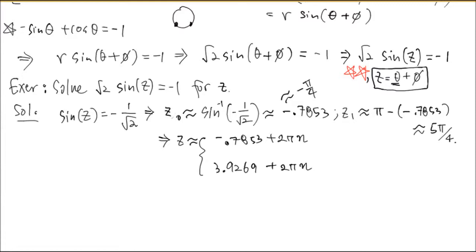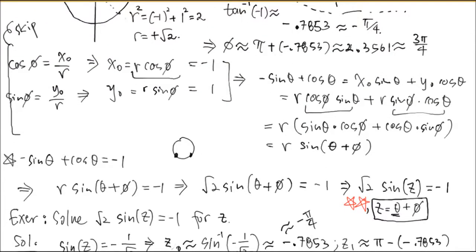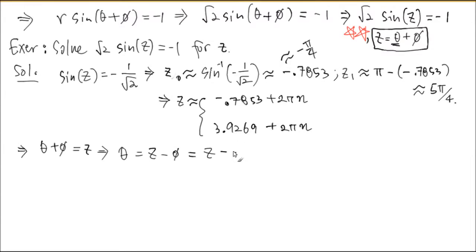So we have to go back in here and solve for theta, right? So what happened with that? Theta plus phi is the z, so what is theta? z minus phi. And what is that phi value there? The phi value there is really 3 pi over 4, or 2.3561. So you look at each of these cases for z and subtract this value from the entire thing. Then it's going to be the theta value. All right, so let's do that.